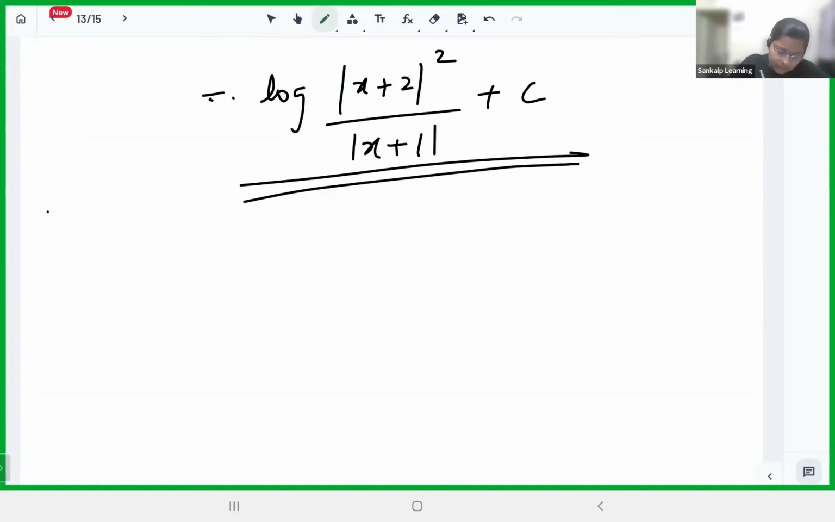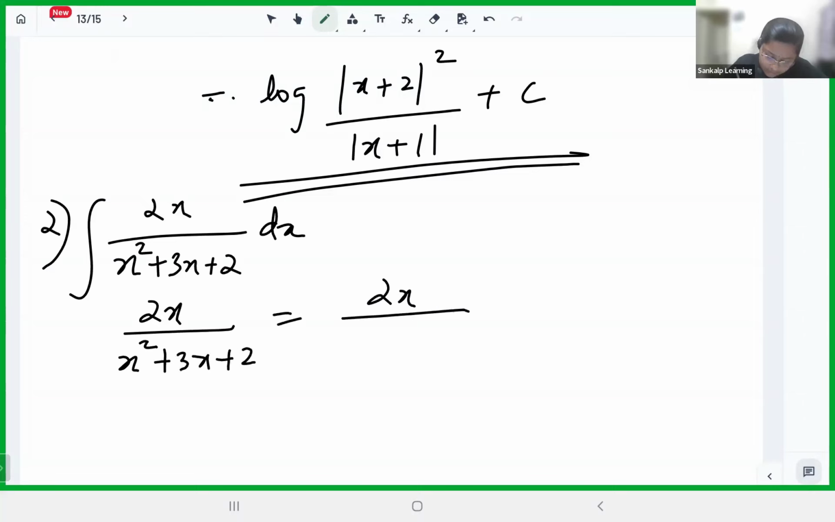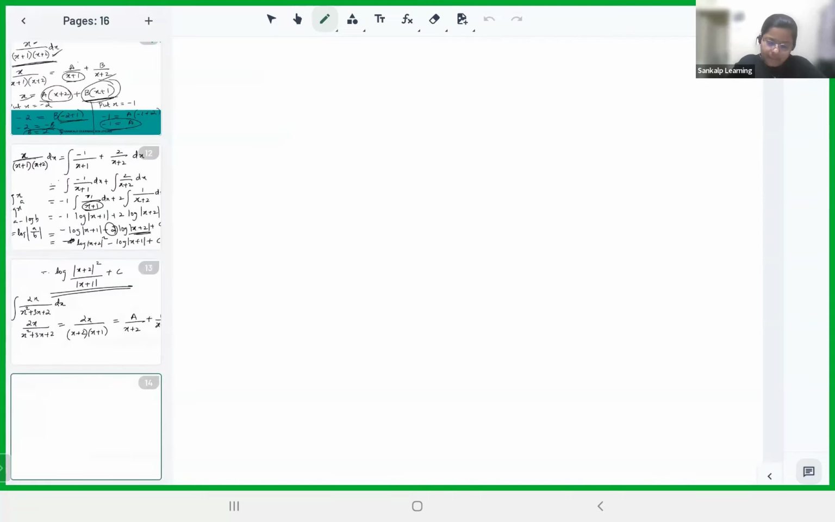Okay, now the second one is the integral of 2x by x square plus 3x plus 2 into dx. So 2x by x square plus 3x plus 2 can be written as 2x by, if you factorize this one, x plus 2 into x plus 1. So this can be written as a by x plus 2 plus b by x plus 1. So 2x is equal to a into x plus 1 plus b into x plus 2.